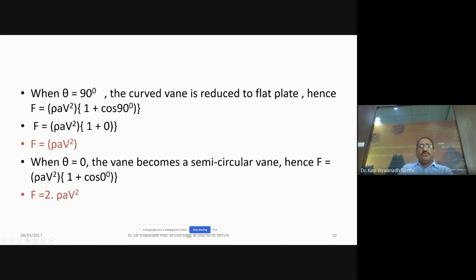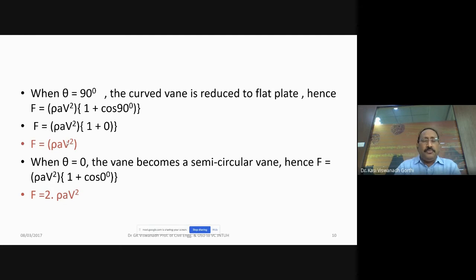Rho av square, F is equal to rho av square. Force exerted would be equal to rho av square. And the force exerted is equal to rho av square into (1 plus cos theta). This is case 5, where the liquid jet is striking a symmetric curved vane at the center.